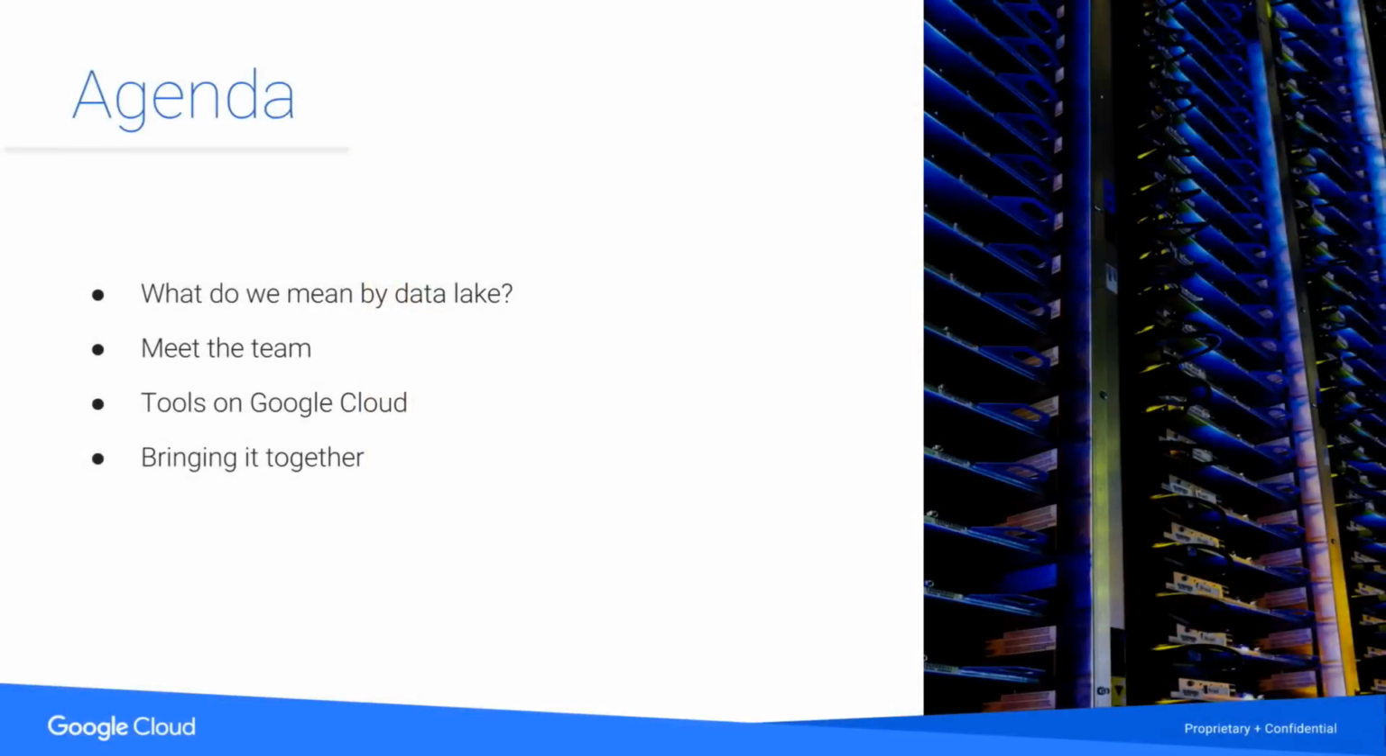So today, we're going to talk about what do we mean by data lake, and we're going to talk about the purpose, a bit of the goals of a data lake, why we might want one, and then how we might sort of structure that. And then we're going to meet a hypothetical team. We're going to focus on this from the user's perspective, talk about the type of tools they're familiar with and how that might translate to Google Cloud. And then we're going to bring that all together and sort of talk about how that might actually fit.